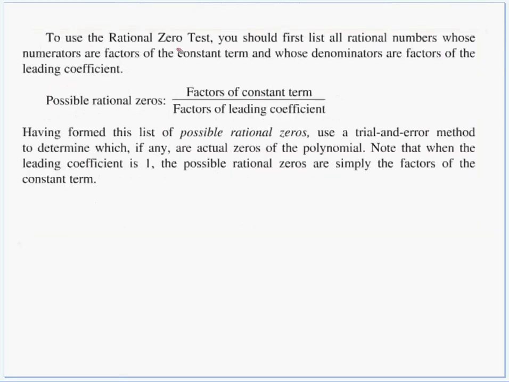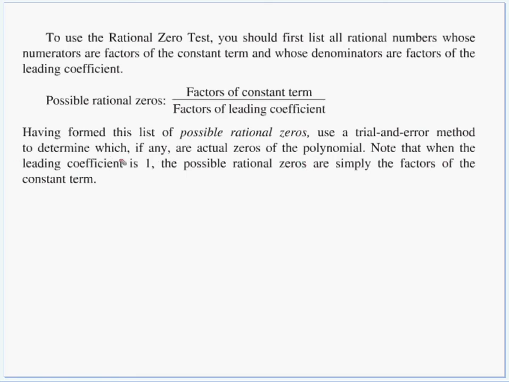So to use the rational zero test, we should first list all rational numbers whose numerators are factors of the constant term and whose denominators are factors of the leading coefficient. Having formed this list of possible rational zeros, use the trial and error method to determine which, if any of them, are actual zeros of the polynomial.